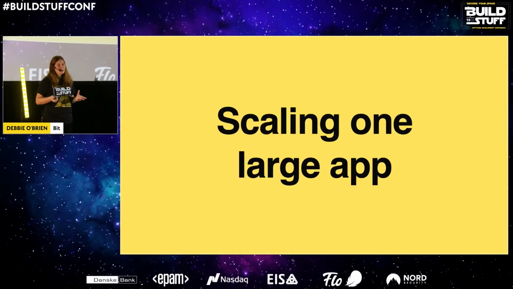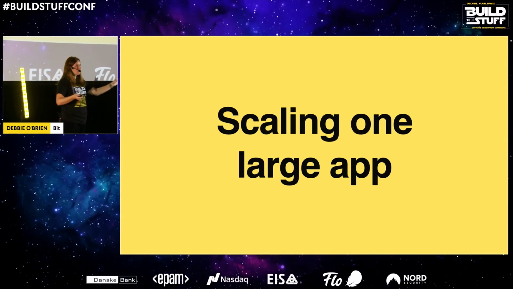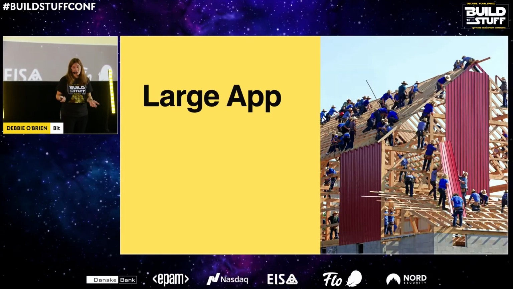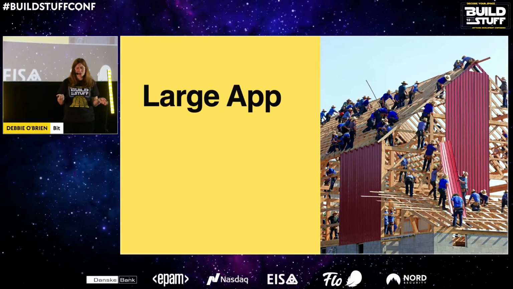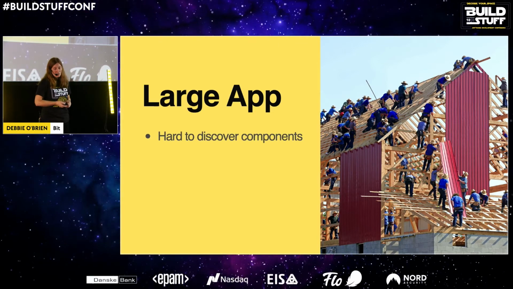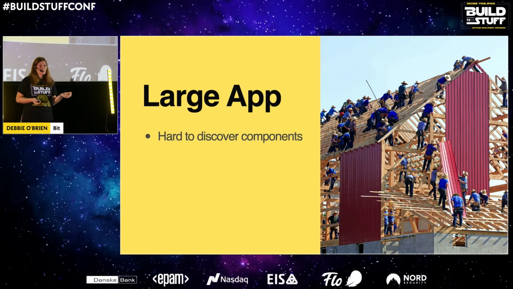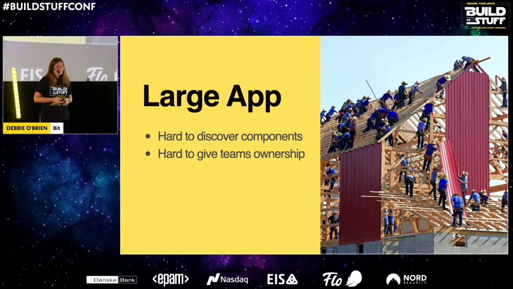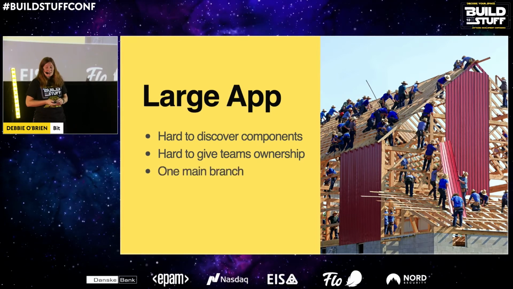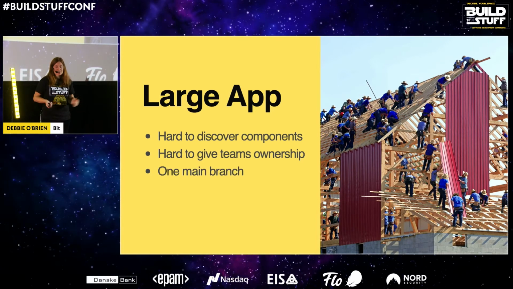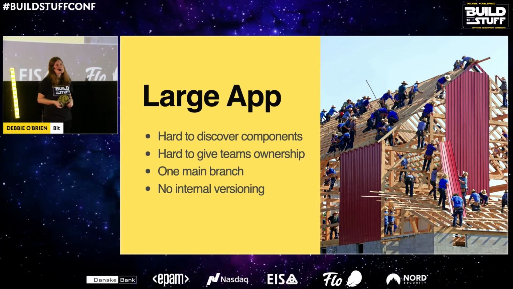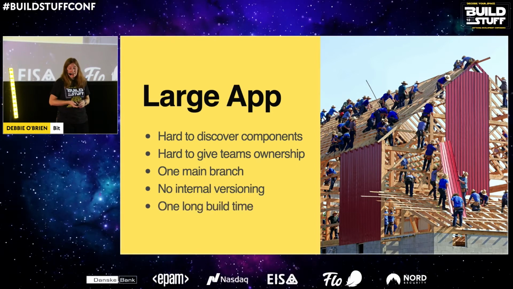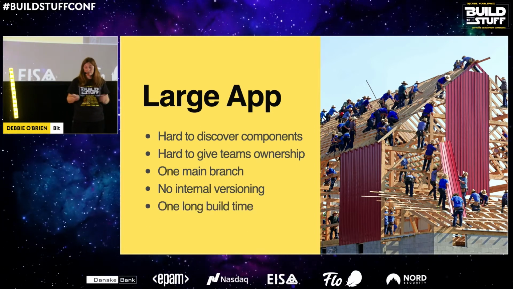So the same goes if you're scaling one large app. If you don't have multiple applications, and you just have one application that you're going to scale, you're still having the same problems, right? You still have that large code base with all those developers thrown in there, working together. It's still hard to discover components, even if it's just one large application. It's still hard to give teams ownership. It's still working on one main branch. I mean, you can branch off to different ones, but you're still going to merge it to that one main branch. And there's no internal versioning of your components.